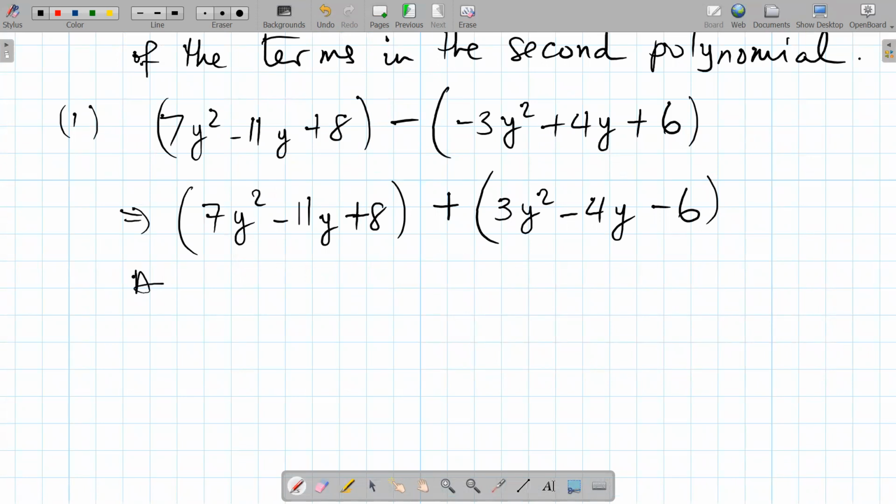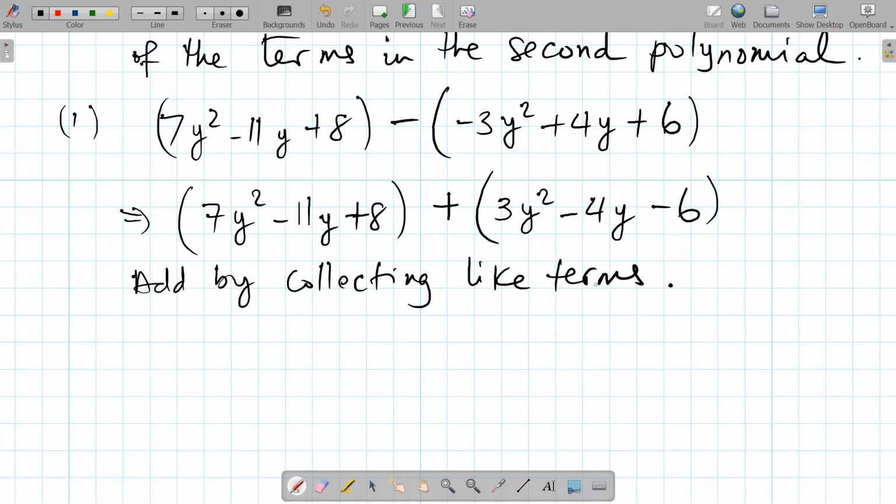So add by collecting like terms. Remember what like terms are? They are terms with the same variables raised to the same powers. We don't consider the coefficients. It's only the powers that should be the same, and the variable should be the same.